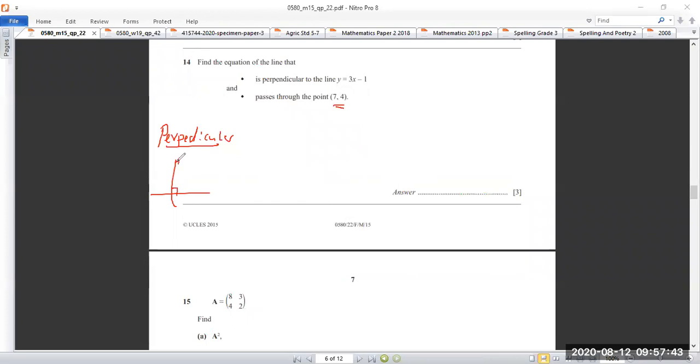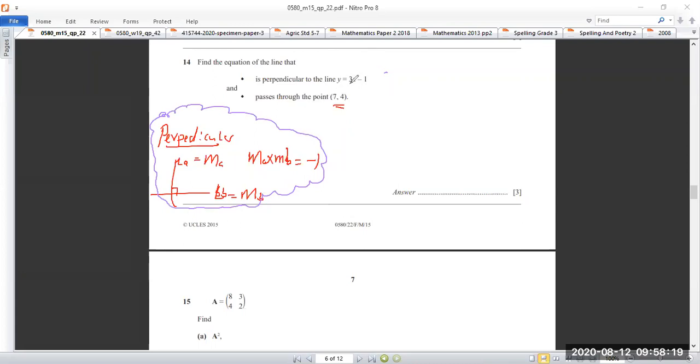So we have line A and line B. Here we have gradient of A, and here we have gradient of B. When we take gradient of A times gradient of B, we get -1. So this is a very important fact for you to enjoy, that you can never escape.